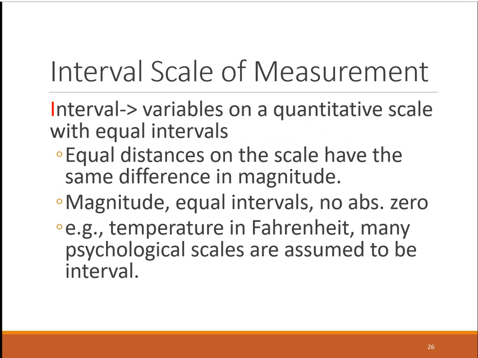An interval variable now has the property where equal distances on the scale have the same difference in magnitude. So something like temperature in Fahrenheit. And as I mentioned, many psychological scales might be assumed to be interval when in reality they might be ordinal at best, but some people have taken up the term approximately interval for many self-report psychological scales.